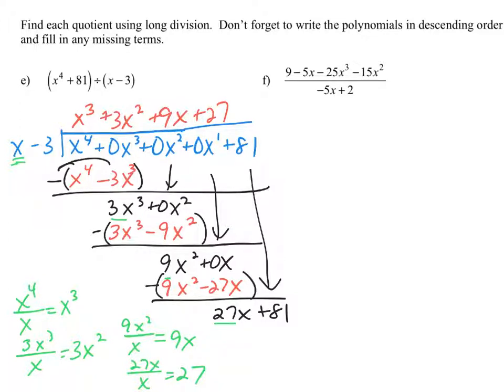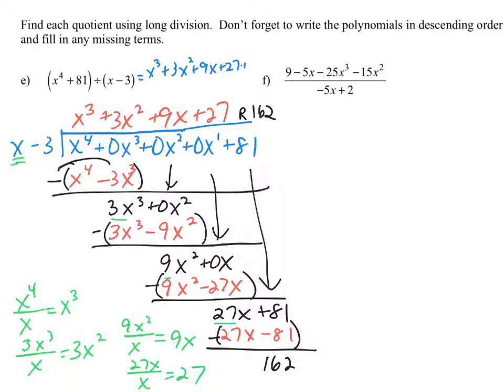27 times x is 27x, and 27 times the negative 3 is negative 81. And then we're going to subtract this entire quantity. 27x minus 27x is 0, and 81 minus a negative 81 is 162. So this is going to be our remainder, the remainder of 162, and the way that we can write our quotient is x to the third plus 3x squared plus 9x plus 27 plus the remainder of 162 over what we divided by, x minus 3.